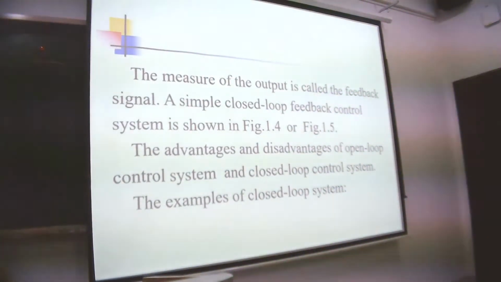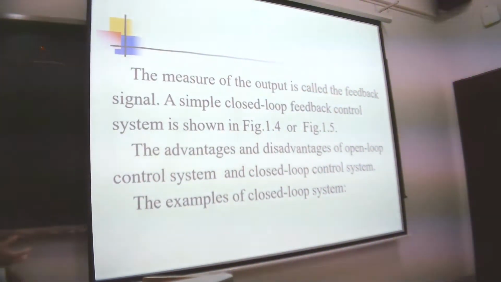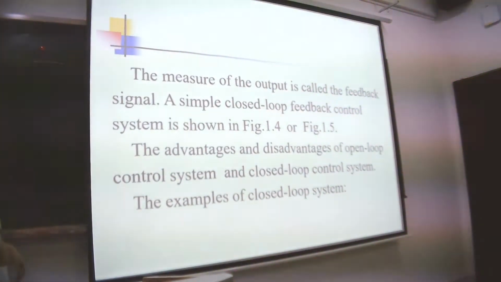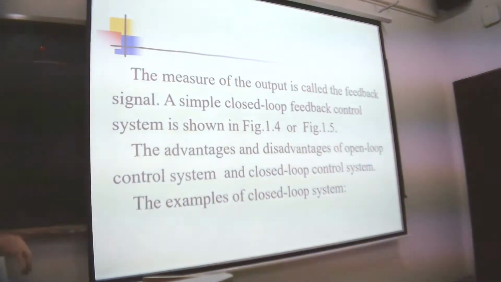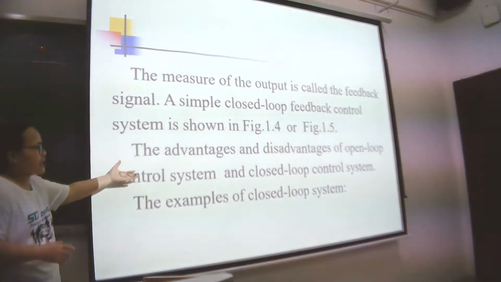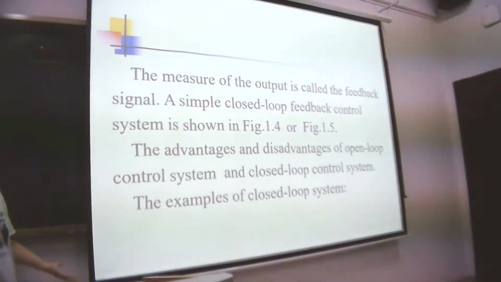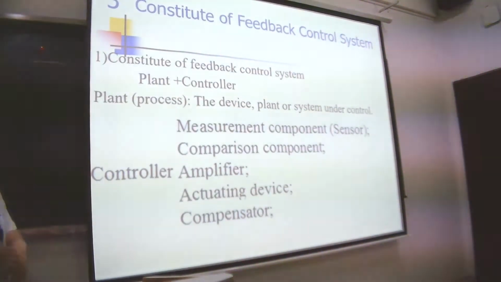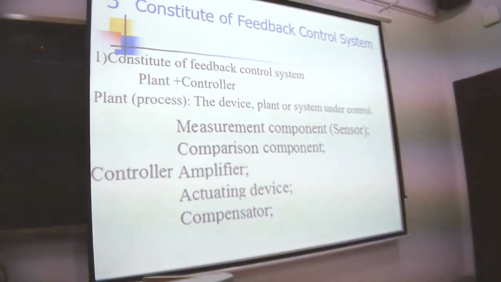Now, the measurement of the output is called the feedback signal. This is a simple closed loop feedback control system, as in the next figures. We will see the advantages and disadvantages of the two types of control system. Now, we can see the feedback system, or closed loop control system.